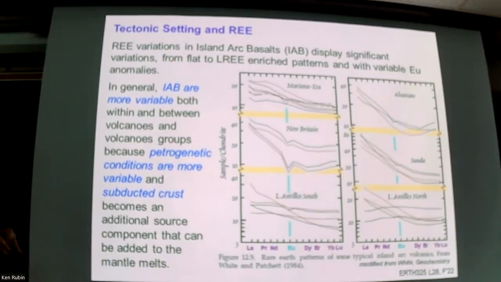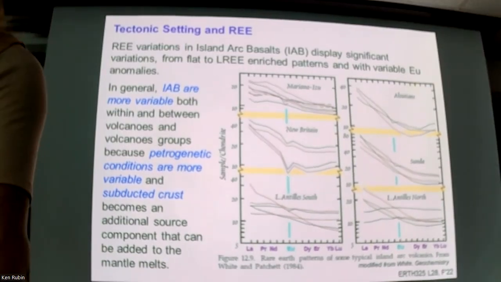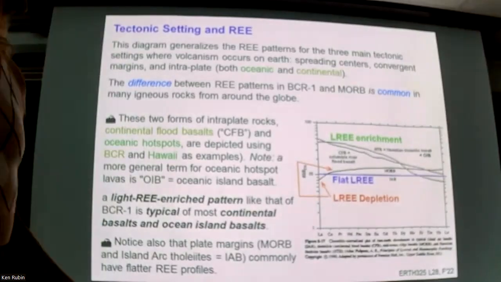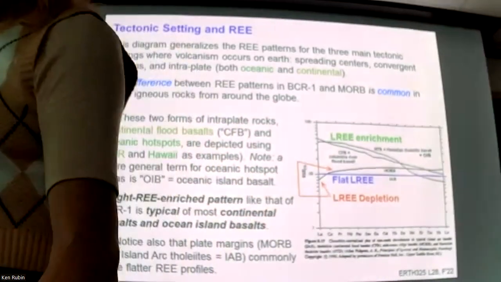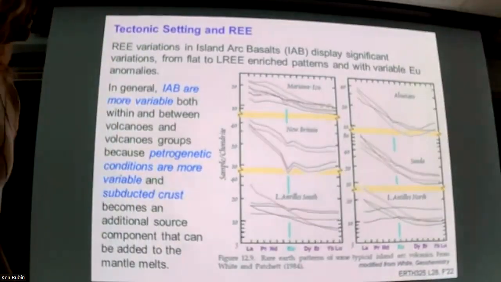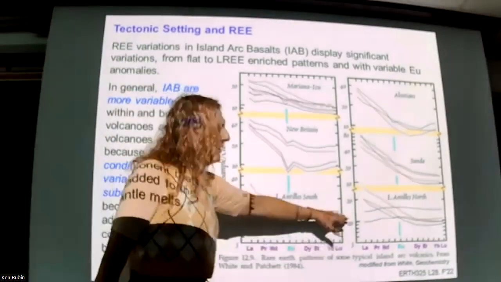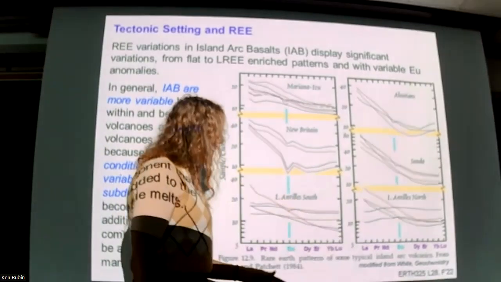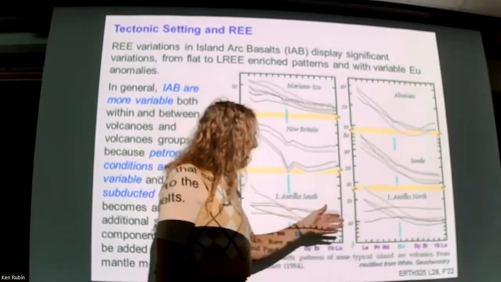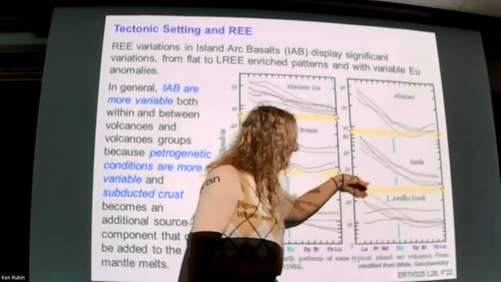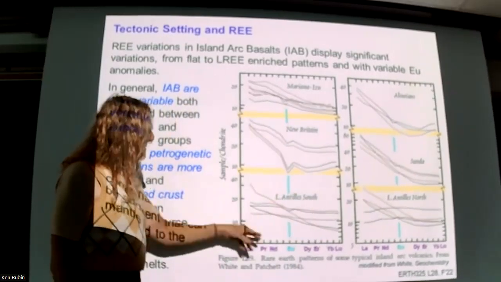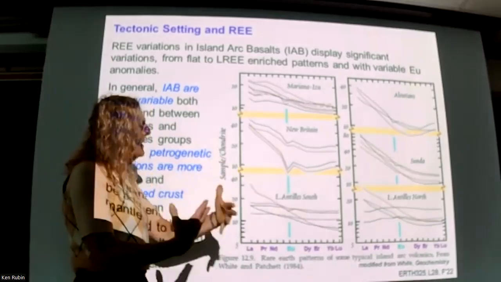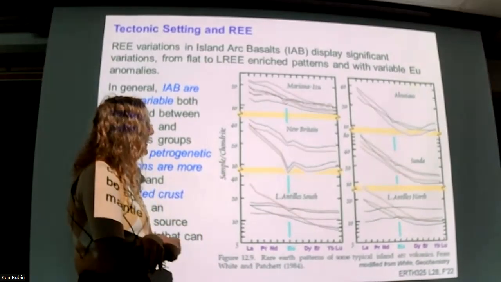And so what we see here looks a little bit different than this simplified diagram here, which says, oh, they're flat. They're not exactly flat. What we tend to see is a fair amount of variation. There are some arcs that are pretty flat, right? And yet there could be examples of some rocks that have light rare earth element enrichments to varying extents, varying extents of europium anomaly. Again, mostly the conditions of differentiation.